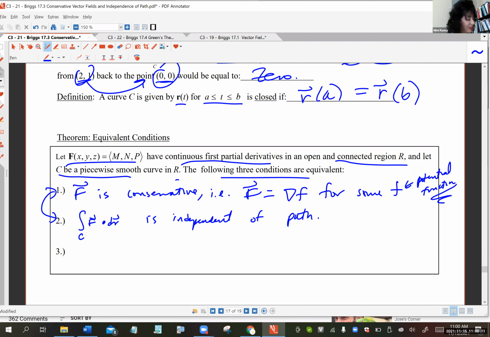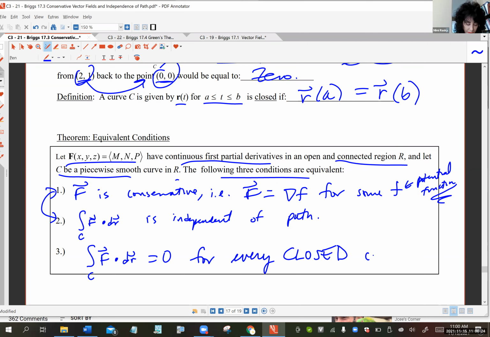The brand new one says the line integral of F dot dr is equal to 0 for every closed curve C in the region R. So that's the last piece. If any one of these are true, then by default the other two you get for free.